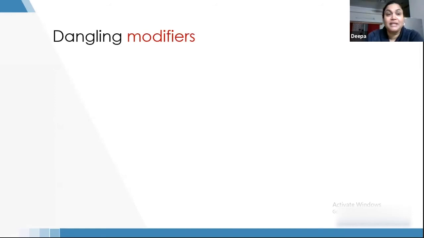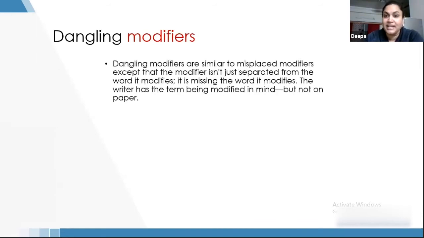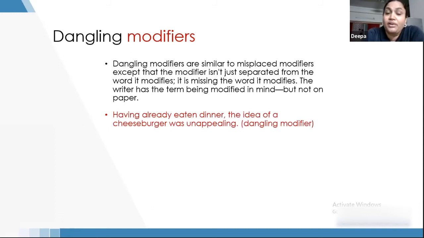Okay, let's look at dangling modifiers. What are dangling modifiers? Dangling modifiers are similar to misplaced modifiers, except the modifier is not just separated from the word it modifies. It is missing the word it modifies. The writer has a term being modified in mind and not on paper. Let's check. Having already eaten dinner, the idea of a cheeseburger was unappealing.